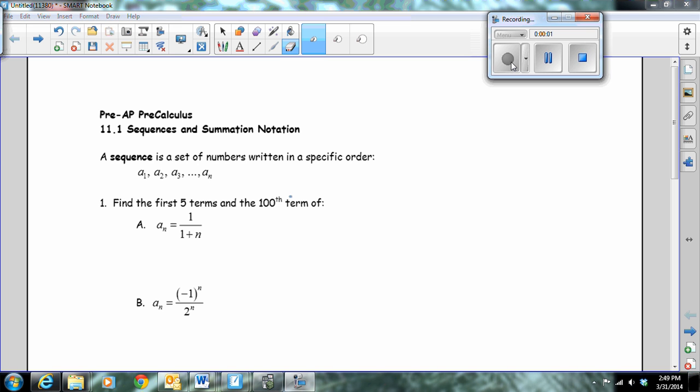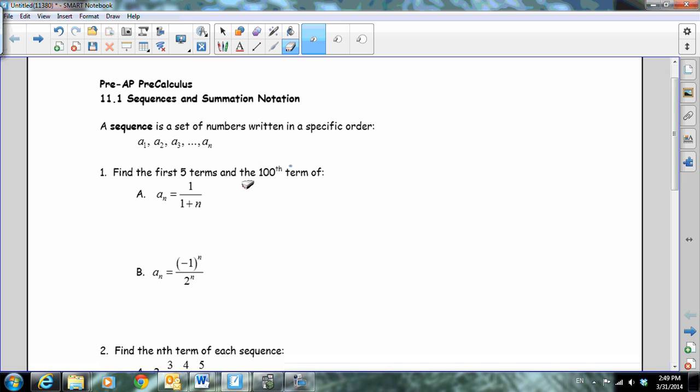This is your 11.1 sequences in summation notation. A sequence is a set of numbers written in a specific order, such as A1, A2, A3, all the way till AN. Let's go ahead and first find the first five terms and the hundredth term of AN.